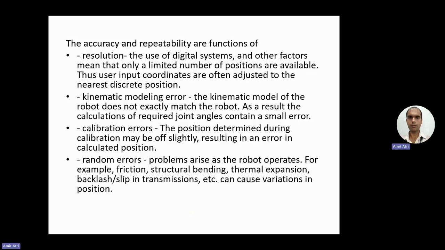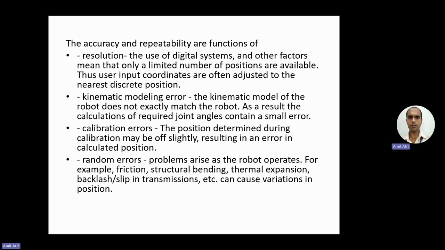So now coming to accuracy and repeatability. Okay, and the resolution, that is the use of digital systems. Again, other factors mean that only a limited number of positions are available. Thus the input coordinates are often adjusted to the nearest discrete position because there are limitations in determining the exact location and then assigning the location as a position to the robot.